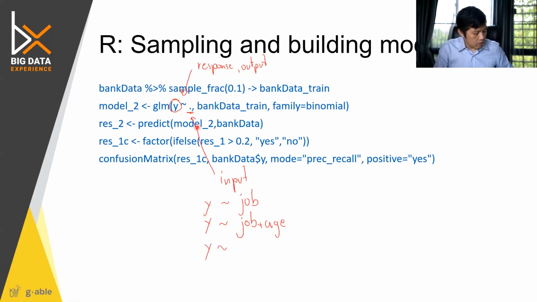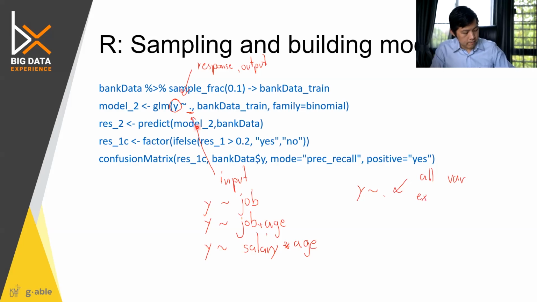Like last time, you can always do this. If I have like salary, which I don't have here, but let's say I have, and then I put in a star and then age. From last time, you know that this would result in a combination between variables: salary alone, age alone, and salary times age. If you use dot, y tilde dot, this would mean y and all the variables except y. All right, so this is the meaning of dot. Okay.